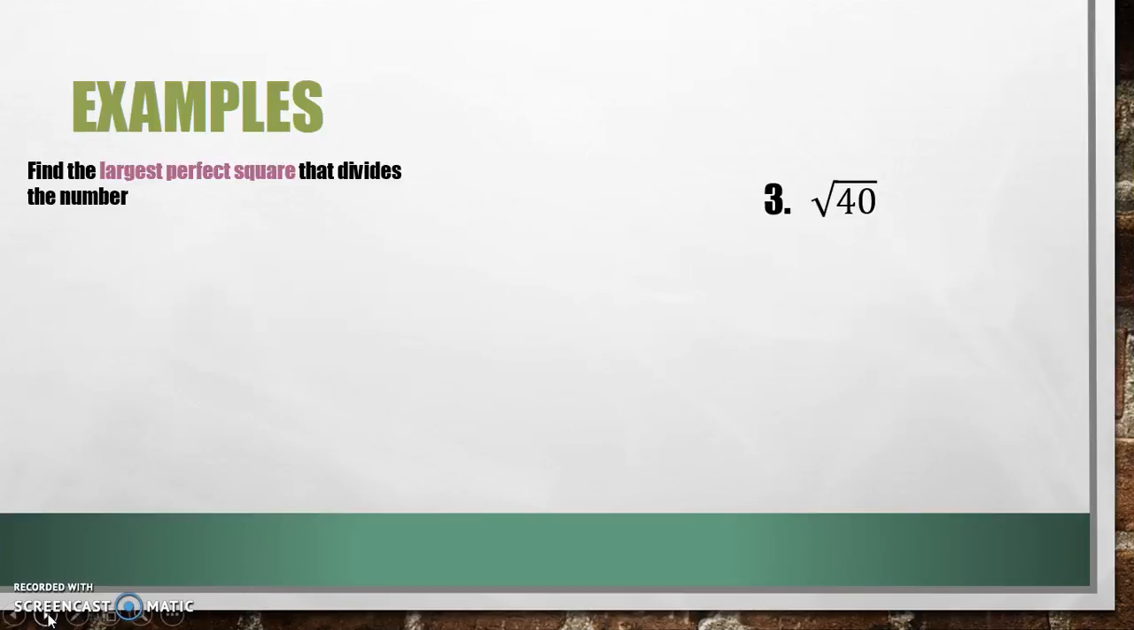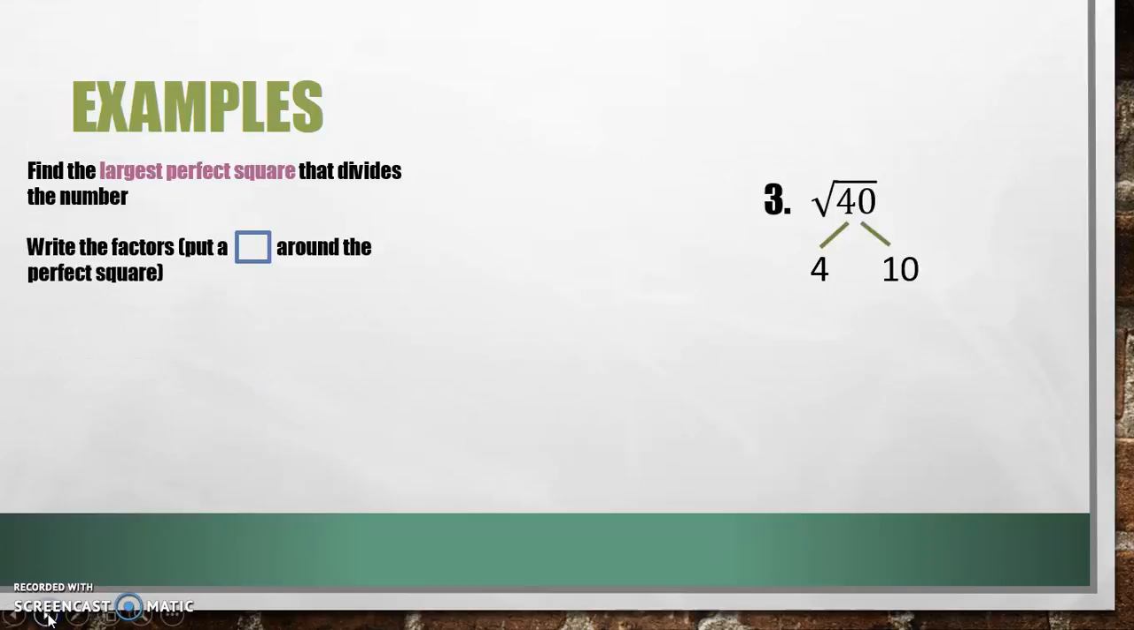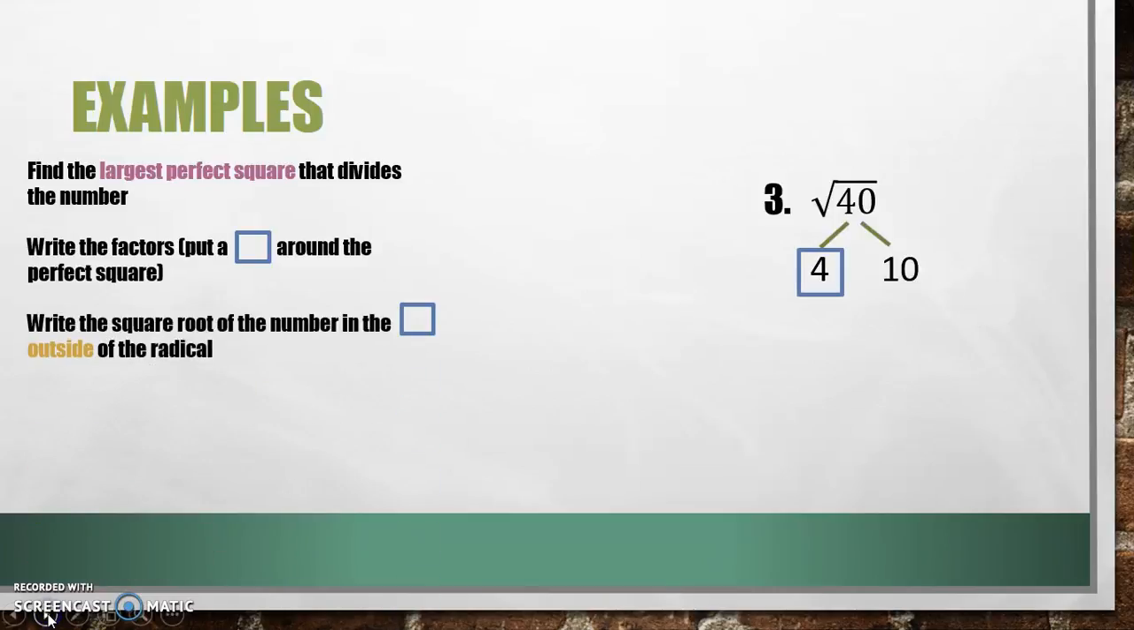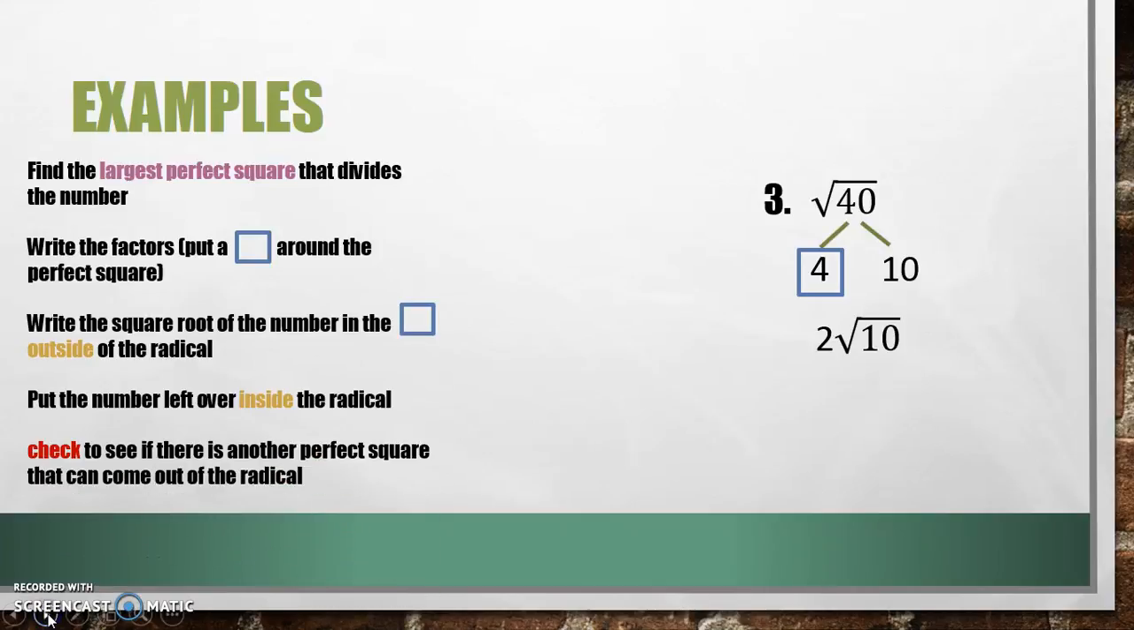For the square root of 40, I'm looking for the largest perfect square that divides the number. This one will be 4 and 10 as my factors. I put the square around the 4, take the square root of it, and I get 2, and I put my 10 on the inside. There's no other perfect square that goes into 10, so my problem is done.